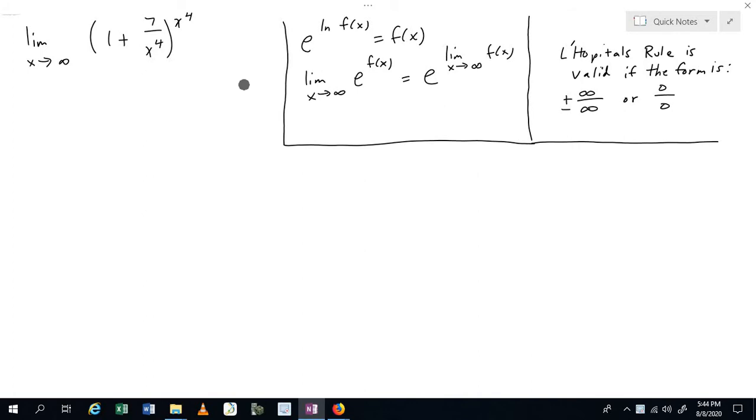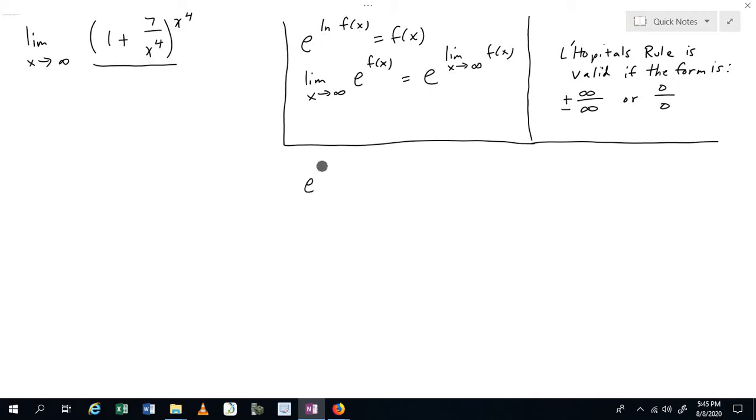So we're going to use a little bit of a trick here to find this limit. Before we actually find this limit, we're going to rewrite this function inside of it using this property over here. This property basically says that if you take e and raise it to the natural log of f of x, it's equal to f of x. That's because e and ln are inverse functions of each other, and so they cancel out, and you're left with this function that's inside the logarithm.